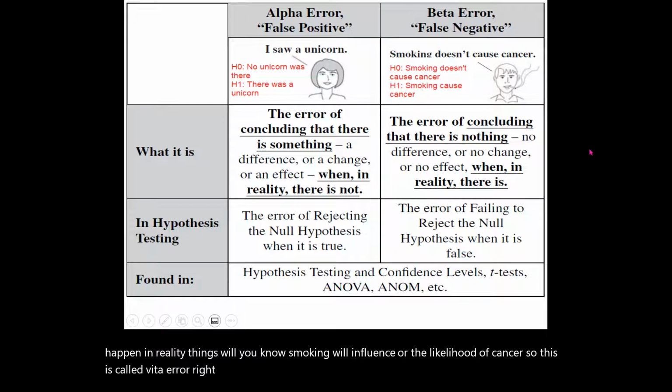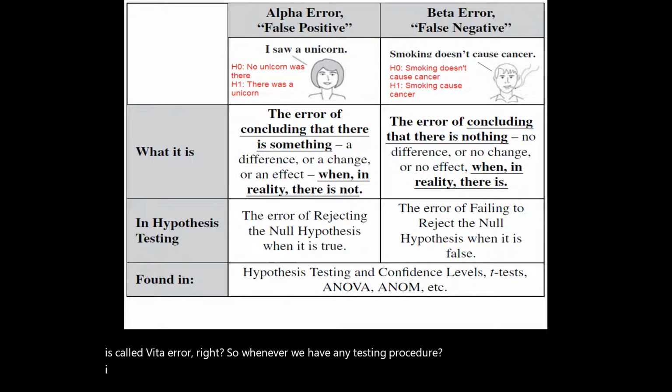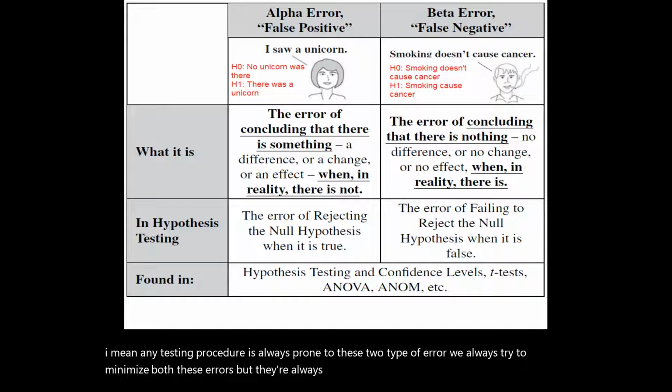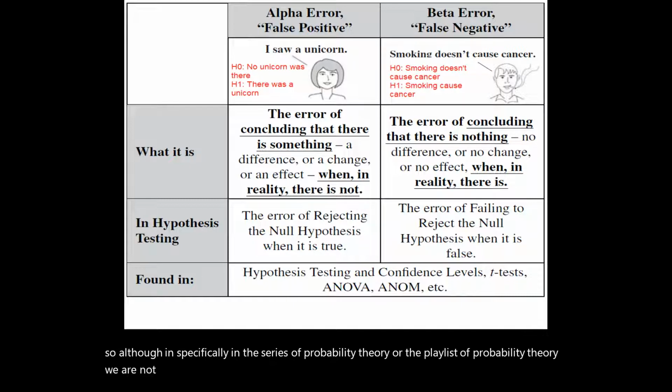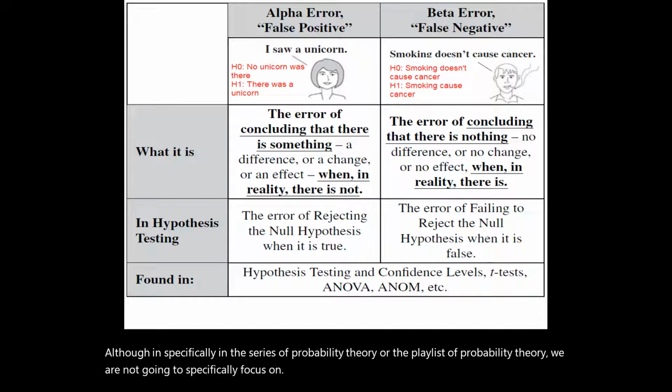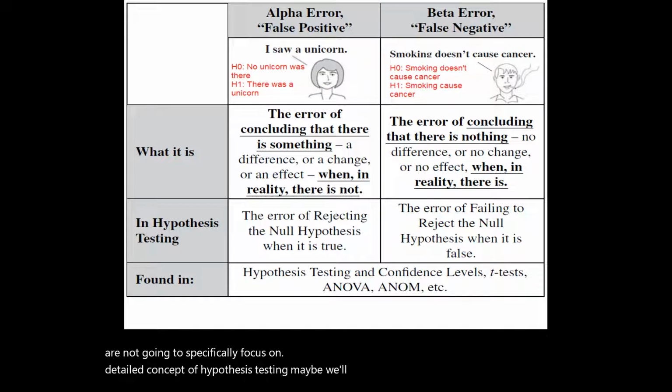So any testing procedure is always prone to these two types of error. We always try to minimize both these errors, but they are always there. Although in this series, the playlist of probability theory, we are not going to focus specifically on a detailed concept of hypothesis testing, maybe we'll discuss those at an introductory or basic level.